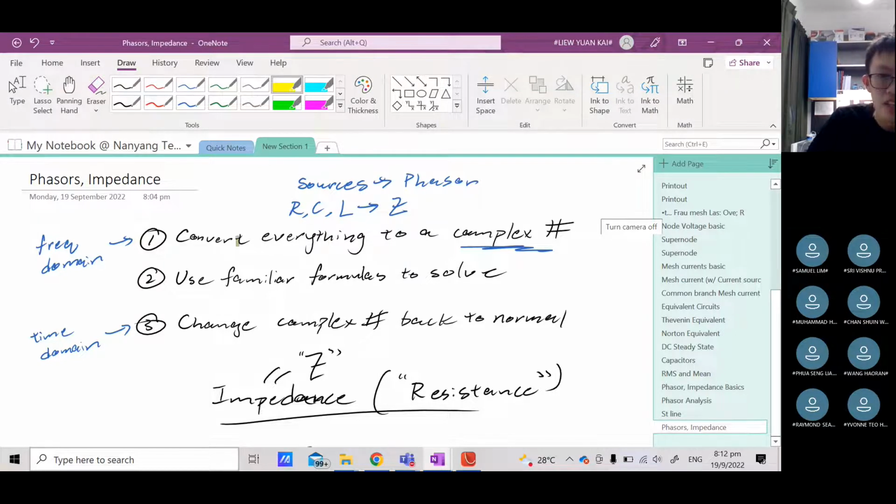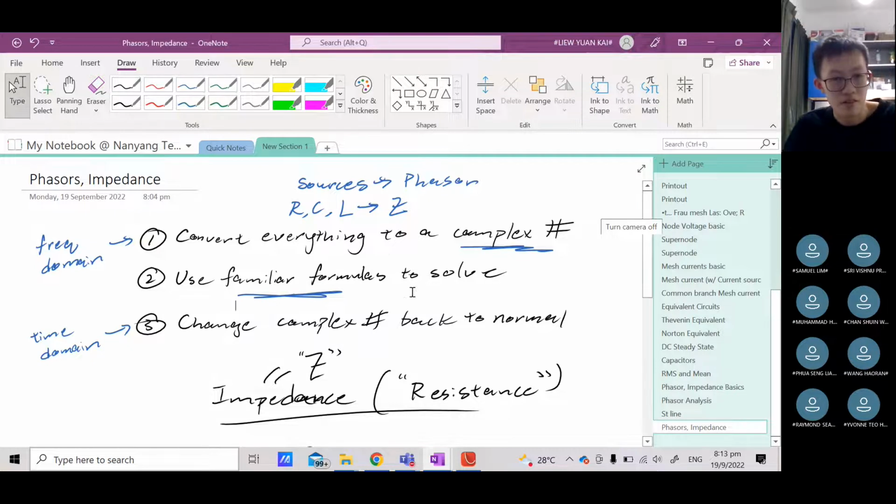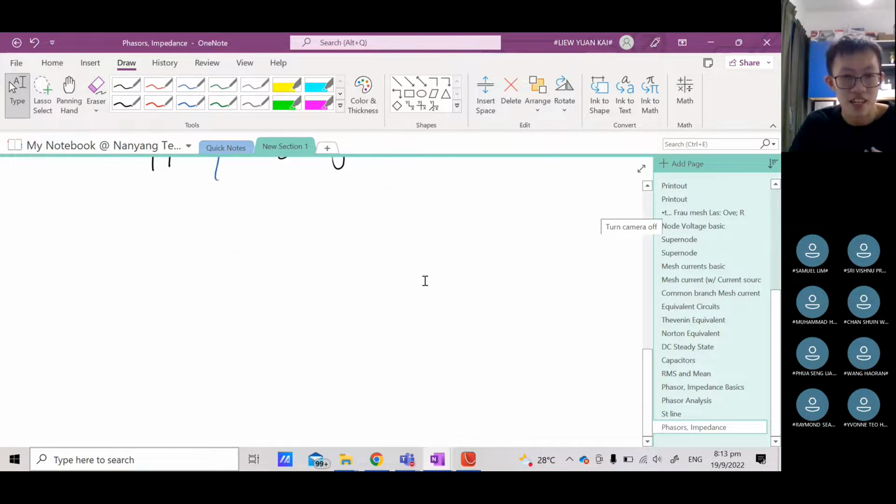So I'm going to repeat again. Change everything to complex numbers means when I see sources, change them to phasors. When I see resistors, capacitors, or inductors, change them to the impedance using the formulas that I mentioned just now. Okay, next, use familiar formulas to solve. Now, what do I mean by use familiar formulas? You've already seen this, and we've already touched upon this many times in earlier classes.